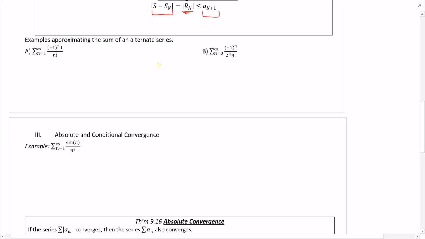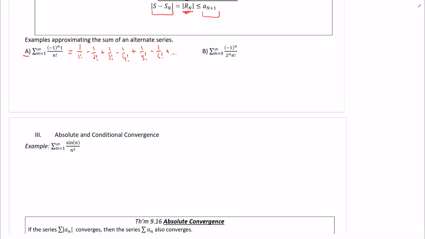So here's our first example, and we want to approximate the sum of the alternating series. Let's go ahead and write out this one real quick. This is going to be 1 over 1 factorial minus 1 over 2 factorial plus 1 over 3 factorial minus 1 over 4 factorial plus 1 over 5 factorial minus 1 over 6 factorial, right? And it keeps going like that forever, alternating between positive, negative, positive, negative.